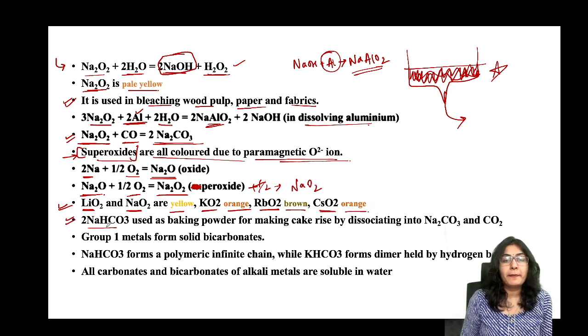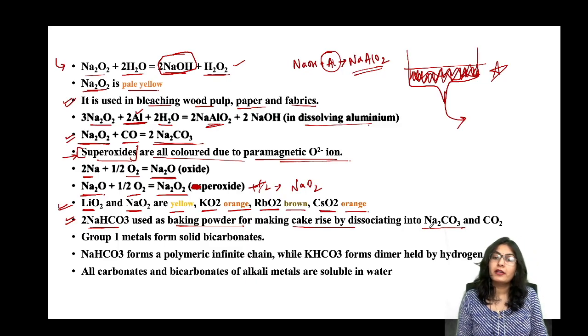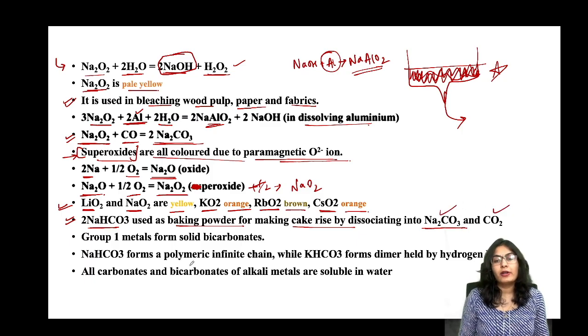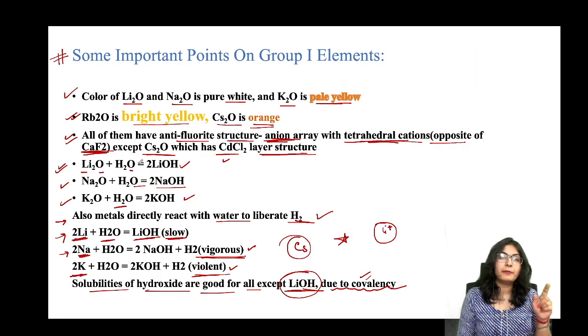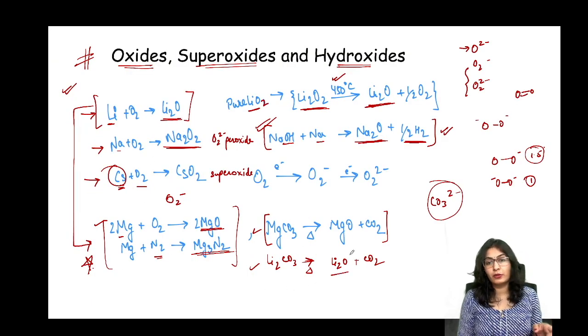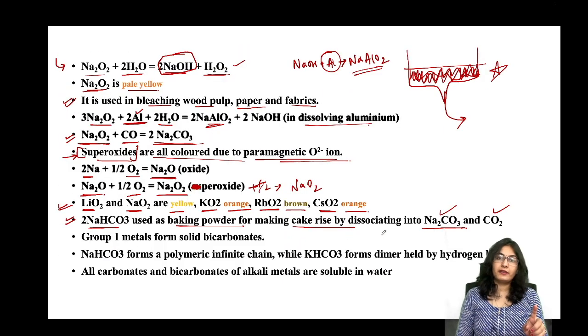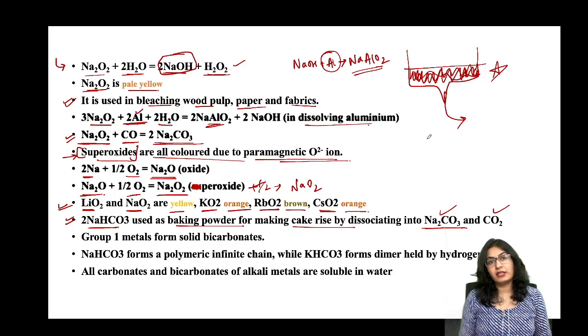Now, sodium bicarbonate is used as baking powder. All of these are little uses, extra points. Baking powder makes the cake rise by dissociating into sodium carbonate and CO2. Okay, and one more thing you have to remember, guys. Just now I've shown you that if I just heat lithium and magnesium carbonate, they are going to give you oxide, but sodium carbonate does not give you oxide, and that is why understanding the thermal property and the solubility is very important.